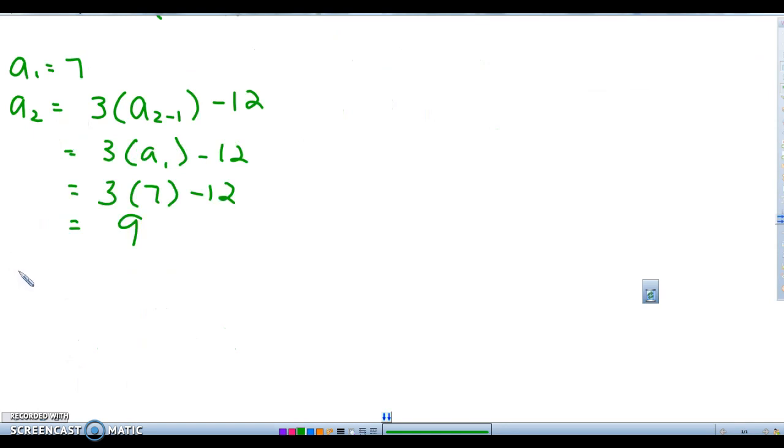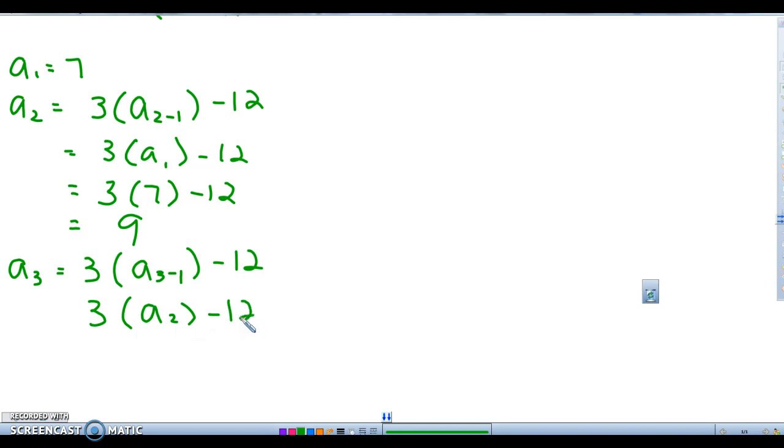So after we found a sub 2, it becomes much easier to find a sub 3, because that's 3 times a sub 3 minus 1, minus 12. 3 minus 1 is 2, so it's 3 times a sub 2, minus 12. So I'm going to plug in that previous term, which was 9. 3 times 9 is 27. 27 minus 12 gives us 15.